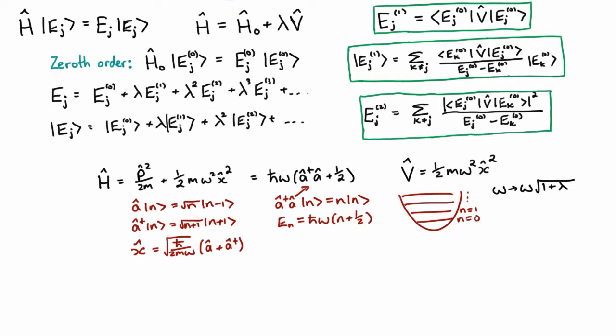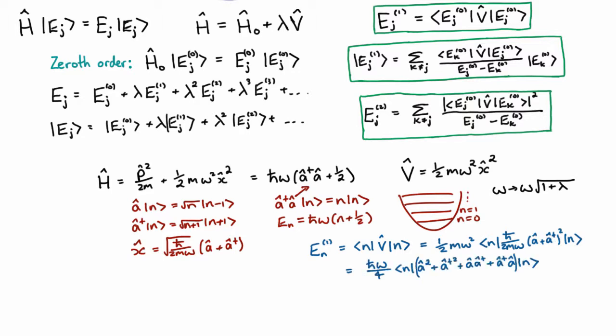Okay, so let's do it. Let's calculate the first order shift of the nth level, and we can just use this formula directly. Now we have to expand V in terms of things that act naturally on N, which is A's and A daggers. It's important not to change the ordering of these when we expand out the bracket.